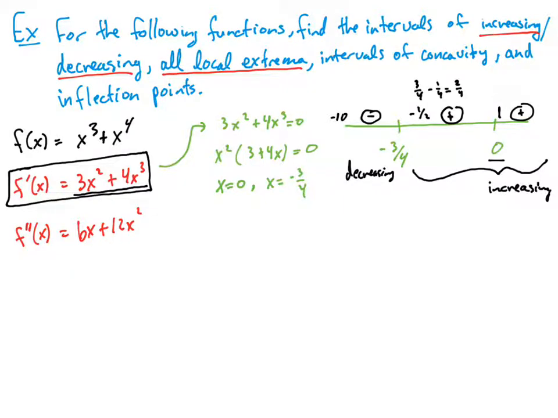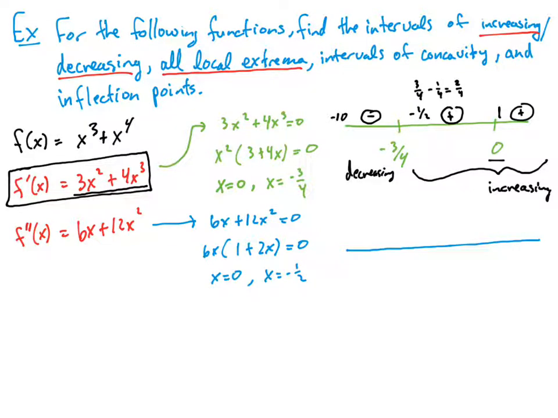Let's now look at the second derivative, and it's the same idea. We want to take the second derivative, 6x plus 12x squared, set that equal to 0. I'm going to factor out a 6x. I'm left with 1 plus 2x. That's equal to 0. So we end up with x is equal to 0 and x is equal to negative 1/2. Let's put these values on a number line. Let's see if I can put things in the correct order this time.